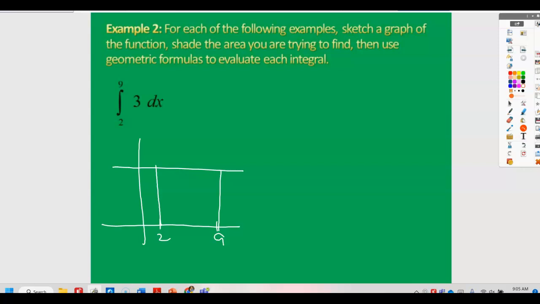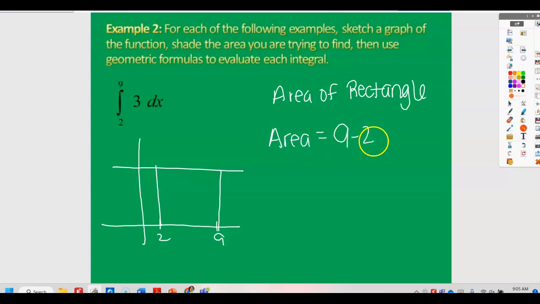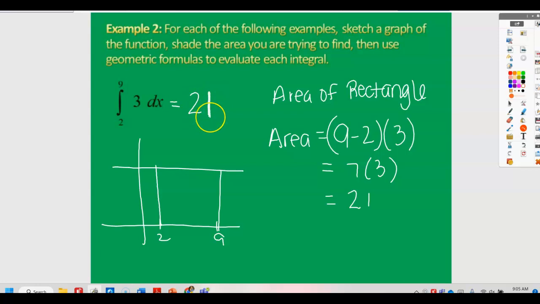So you want to find this using a geometric formula. So my geometric formula is the area of a rectangle. The area equals base, which is 9 minus 2, times height, which is 3, or 21. So what that means is that the integral from 2 to 9 of the function 3 is 21. What we're going to do next week is learn how to find that algebraically.